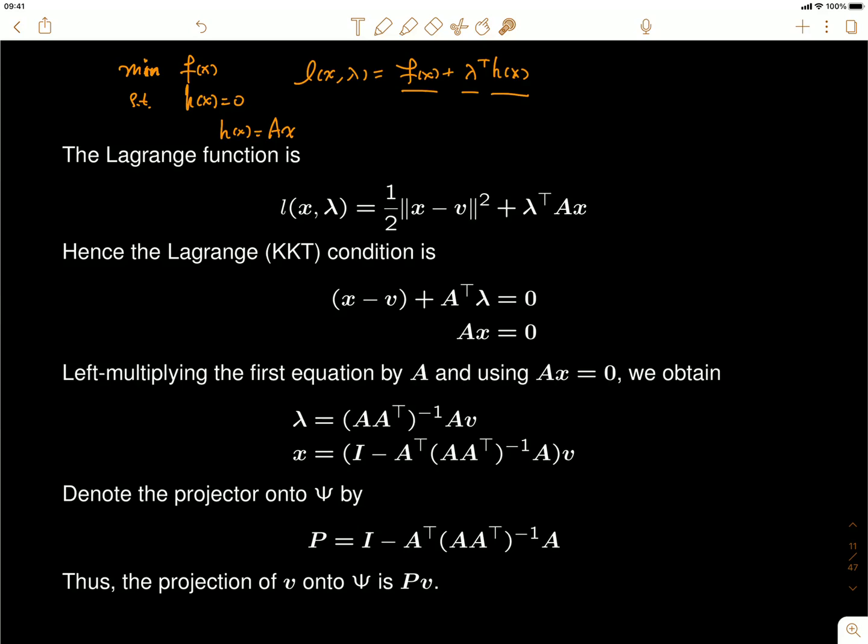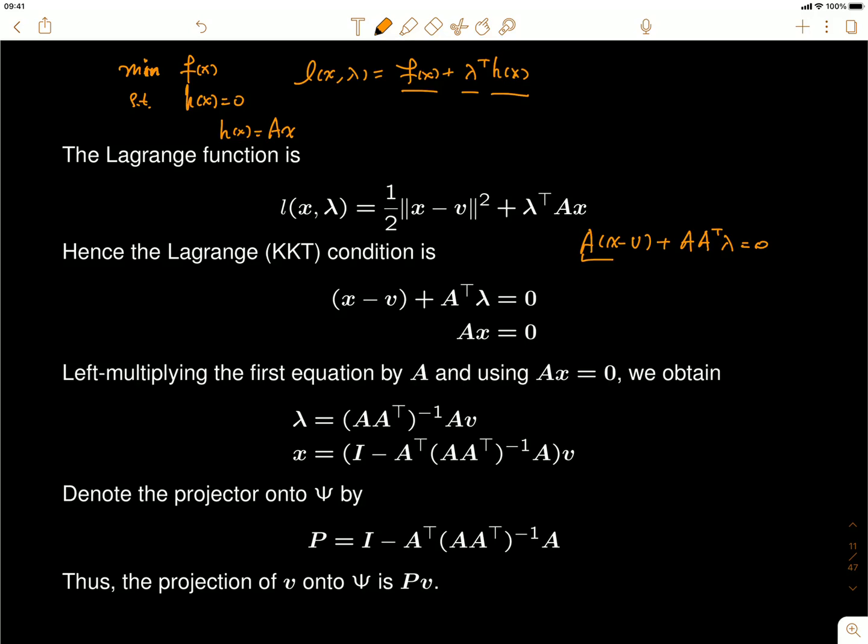Now we have this, so let's try to solve it and see how to do that. We see that Ax equals 0, so let's multiply the first equation by A on the left. Then we can get rid of this x. So when we apply A to both sides of the first equation, we have A times x minus v plus A transpose lambda equal to 0, because originally it was equal to 0. When you multiply by the matrix A, it is still 0.